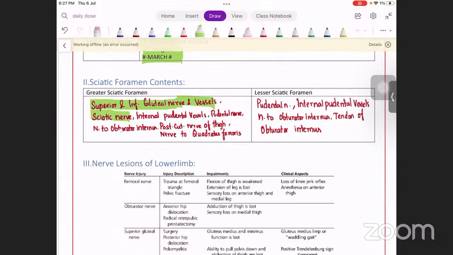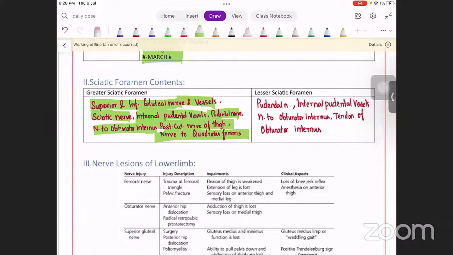And after sciatic nerve, you have the internal pudendal vessel, and then pudendal nerve, nerve to obturator internus, posterior cutaneous nerve of thigh, and nerve to quadratus femoris. So the medial and posterior compartment nerves and their smaller nerves and all the respective things may pass through this greater sciatic foramen.